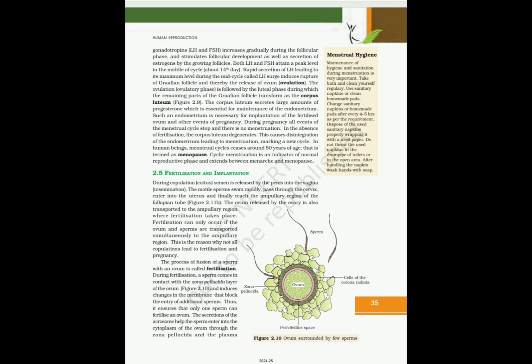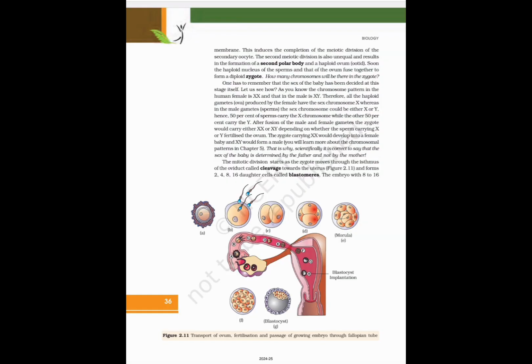The secretions of the acrosome help the sperm enter into the cytoplasm of the ovum through the zona pellucida and the plasma membrane. This induces the completion of the meiotic division of the secondary oocyte. The second meiotic division is also unequal and results in the formation of a second polar body and a haploid ovum. Soon, the haploid nucleus of the sperm and that of the ovum fuse together to form a diploid zygote.